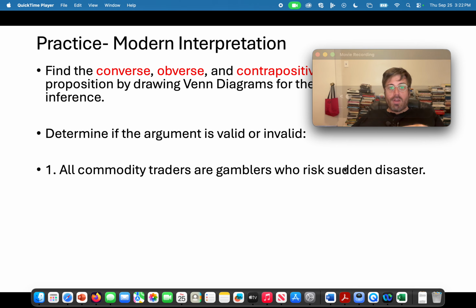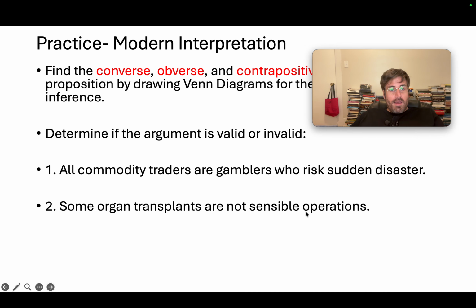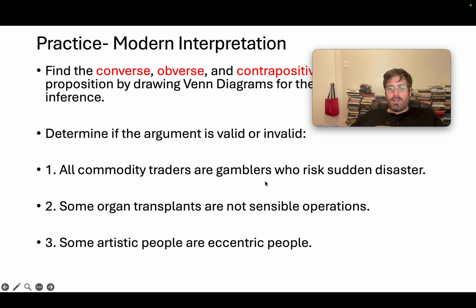First, all commodity traders are gamblers who risk sudden disaster. Second, some organ transplants are not simple operations. And third, some artistic people are eccentric people. So for each of these, write down the converse, the obverse, the contrapositive, and determine whether or not each one of those inferences is valid.